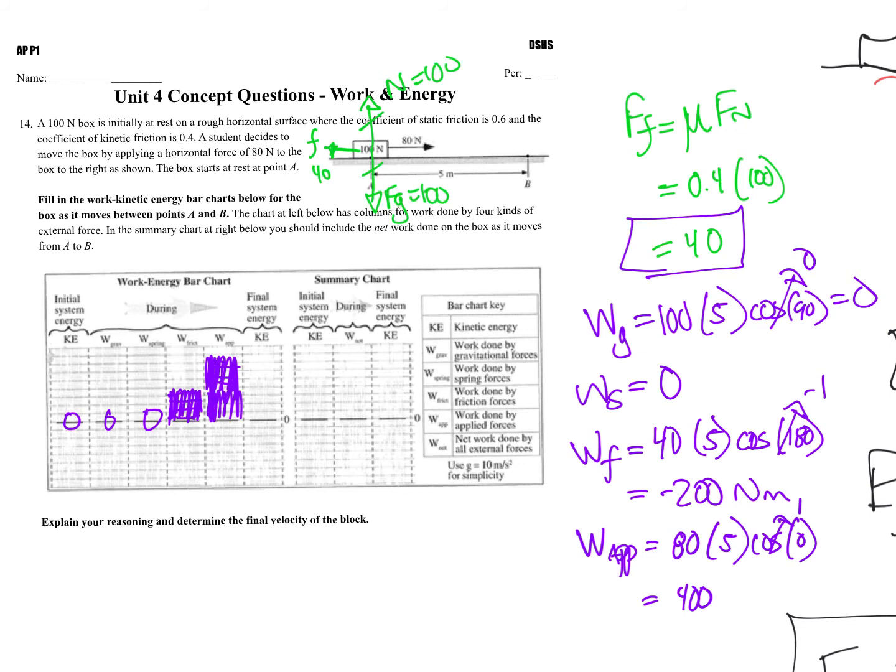And so the kinetic energy final is simply going to be 200. Okay, looking at my summary chart, essentially we have 0 here. We have 200 as my net, because we have positive 400 and negative 200. So the net is going to be a positive 200. And so the work, or the energy at the end, is going to be 200 as well.